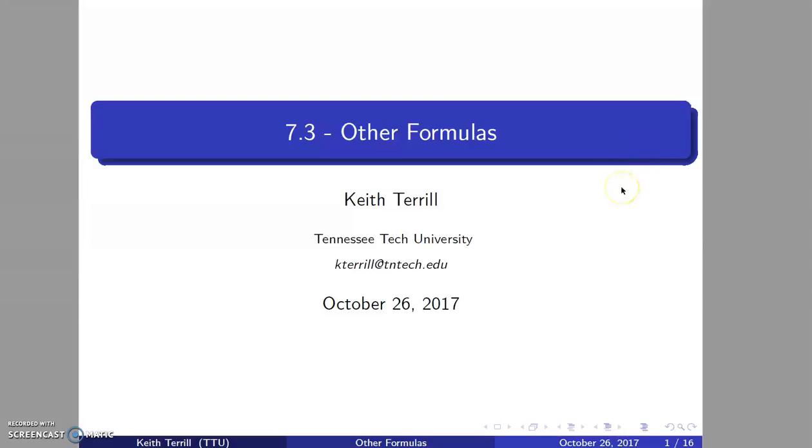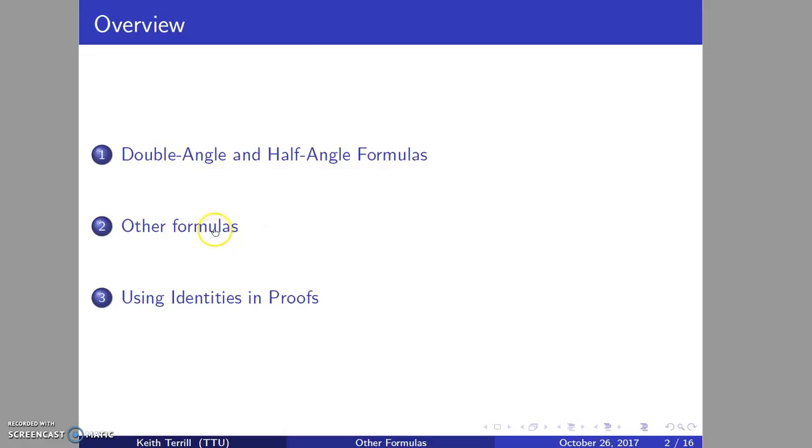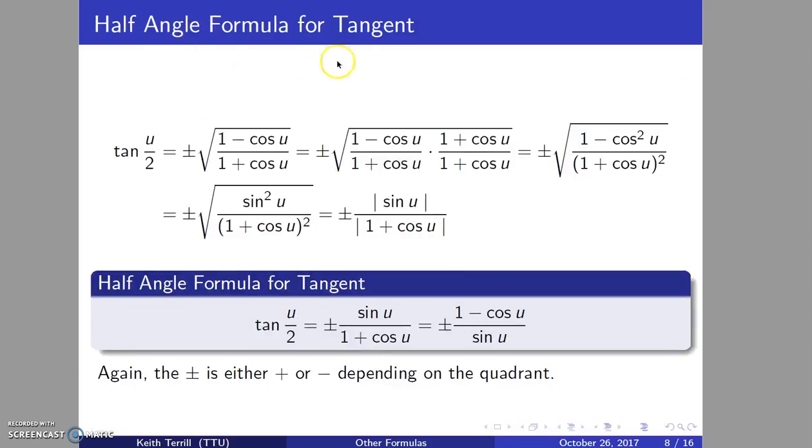Welcome back to our ongoing discussion on other formulas. Last time we'd pretty much wrapped up everything there was to say about double angle and half angle formulas. I had just a little bit left to mention about the tangent of a half angle, and I'll go ahead and do that. And then we will get into other formulas. So the first thing I want to do is wrap up half angle formulas for tangent.